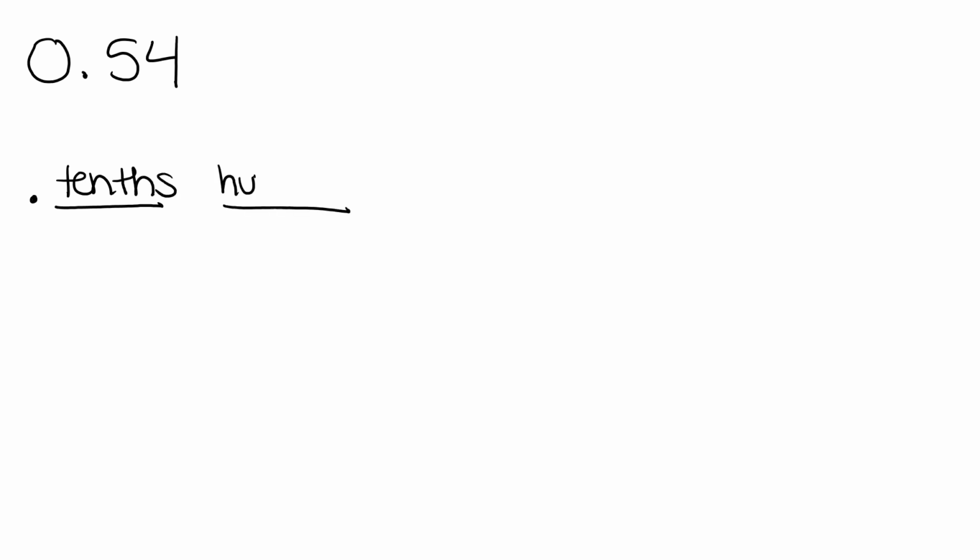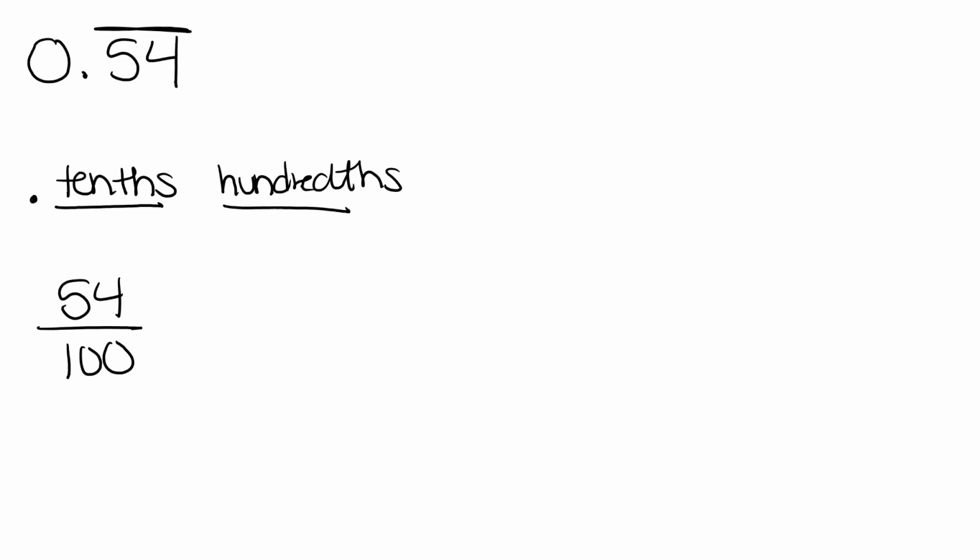For number 7, we have the decimal point 0.54. Just as I mentioned before, the first place value, the 5, is known as the tenths place. The second place value, the 4, is known as the hundredths place. We set up our fraction as 54 over 100, but because this is a repeating decimal, all repeating decimals get changed and written over nines. So that 100 in the denominator changes to a 99.